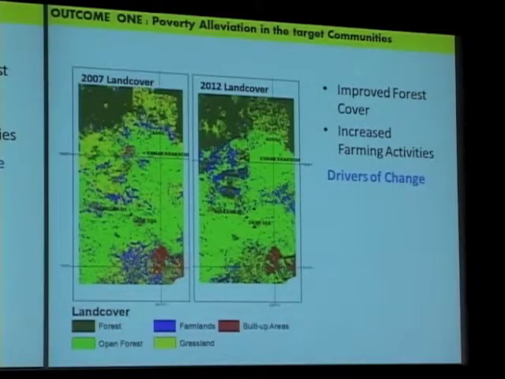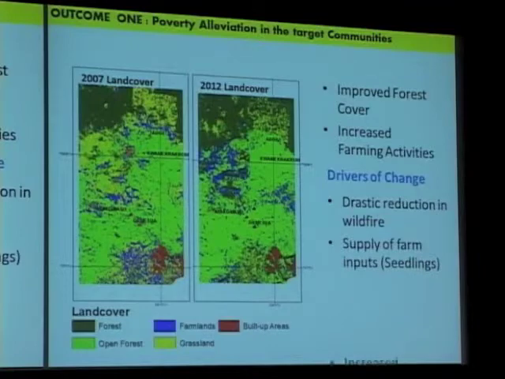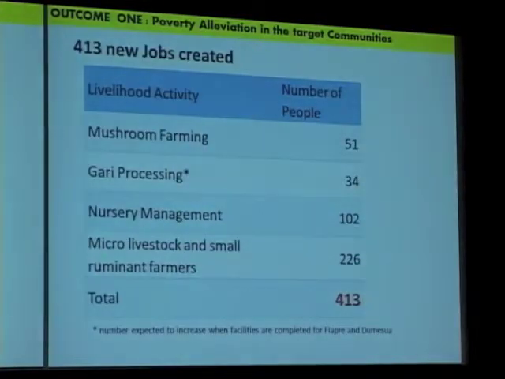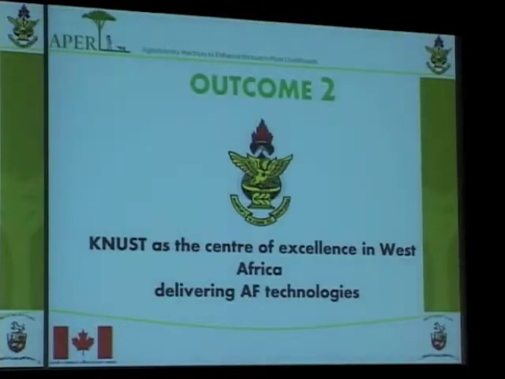In terms of the areas from 2007 to 2012, more of these have happened, and the drivers of the changes I've already mentioned are listed there. New jobs have been created, and these are all the number of people that have had new jobs: mushroom, garlic, nursery, and then micro livestock.